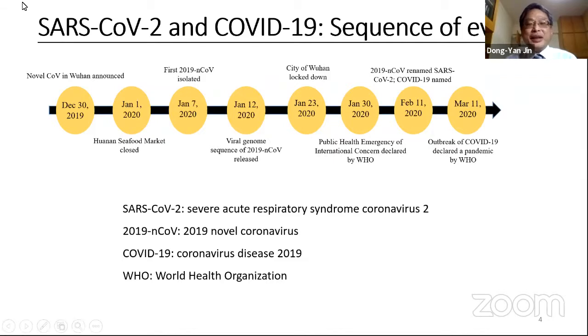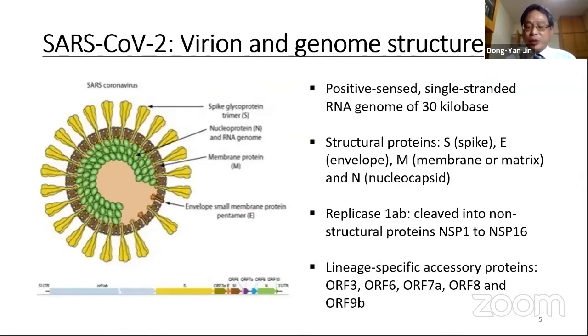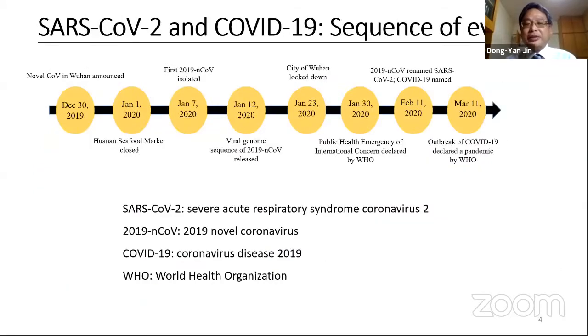And then in China, they are also focusing on this, and they isolated the new virus on January the 7th. After we made the request again and again, on January 12th, the genome sequence of the virus was released and shared with everybody, which is actually one of the critical steps in the control of this pandemic. And later on, the city was locked down.